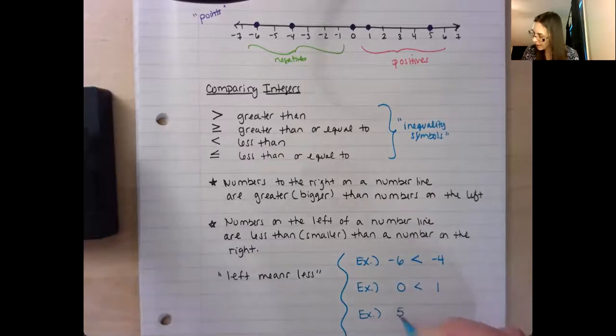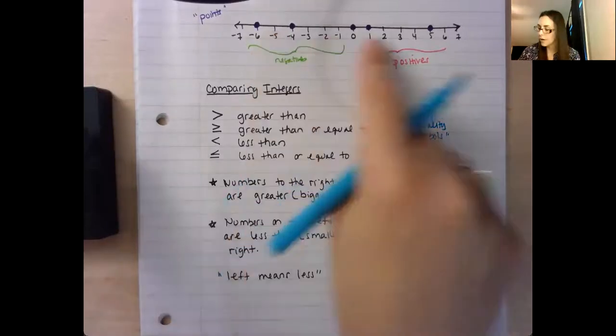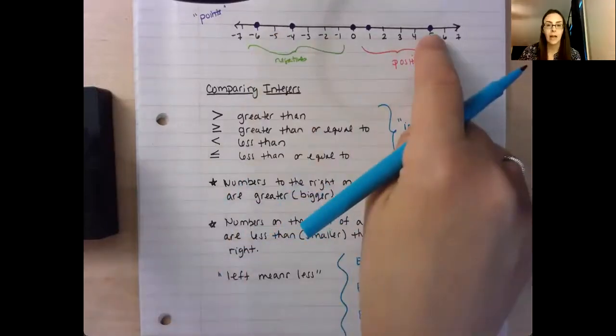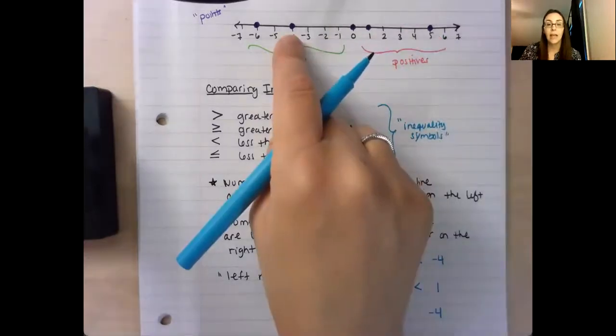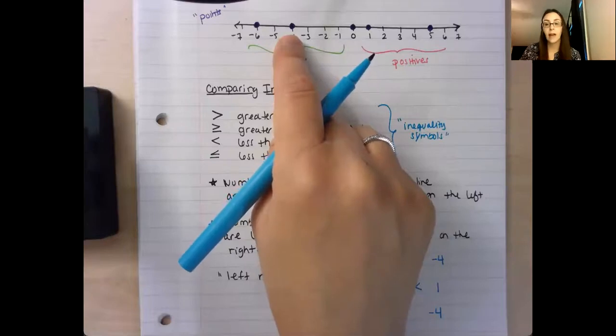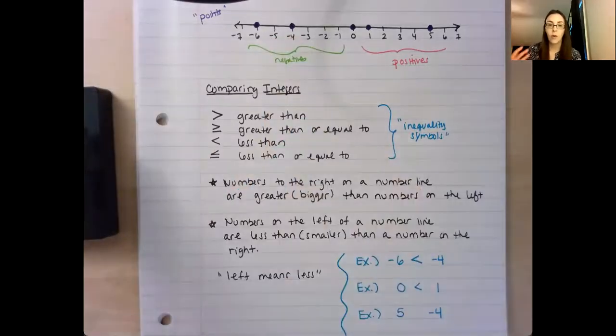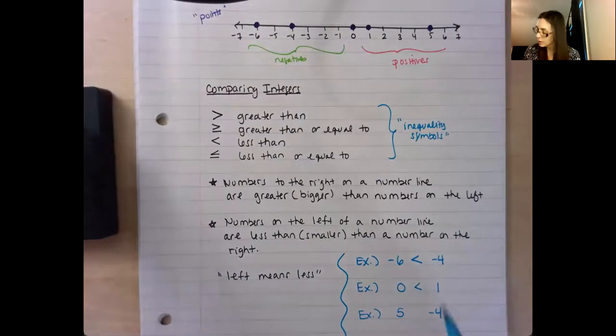Let's compare 5 and -4. So here I have 5. Here I have -4 on the other side. -4 is on the left, 5 is on the right, so 5 is bigger, right? -4 is smaller, so 5 is greater than -4.